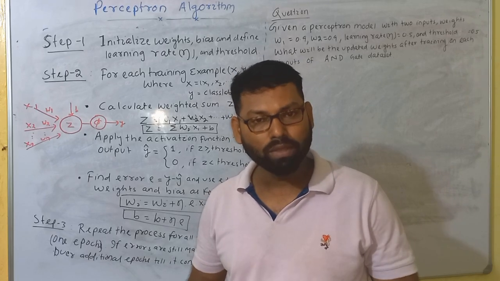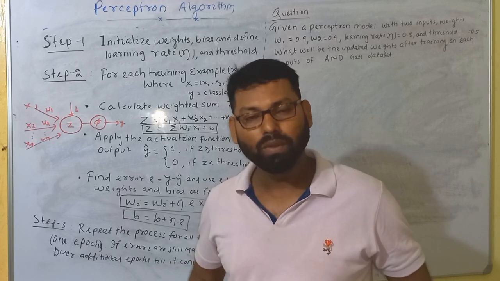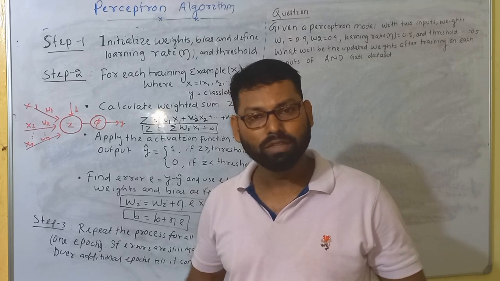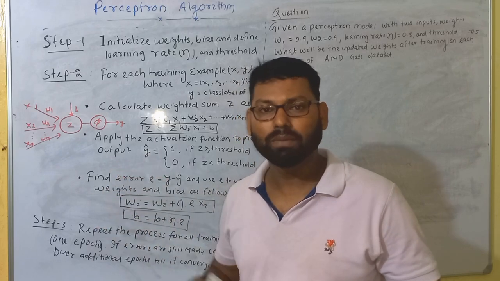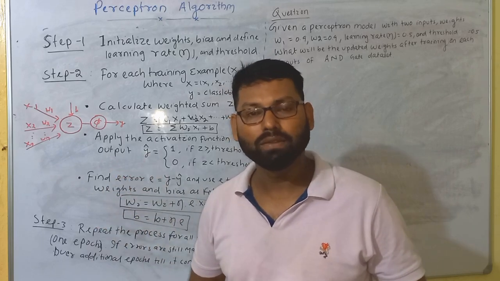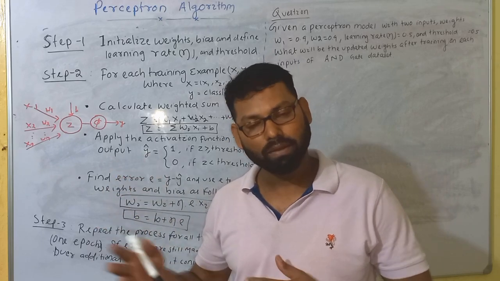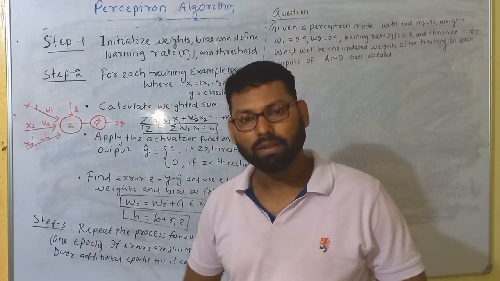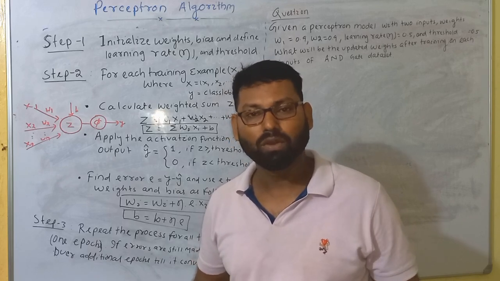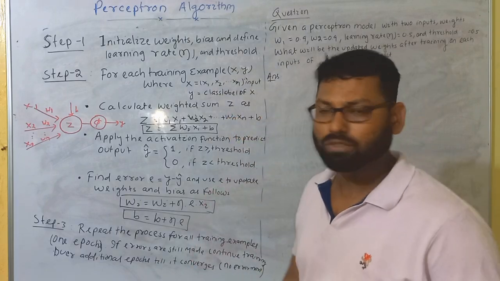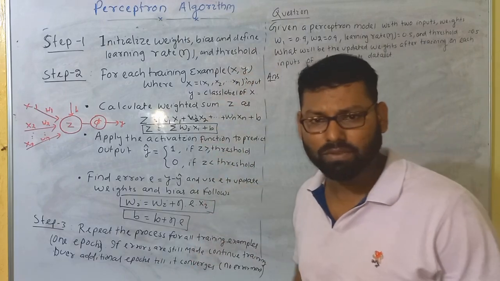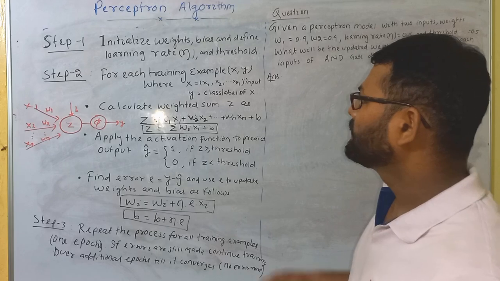But here, if we want to create a perceptron model, initially we don't know what the exact weights are. So using the perceptron algorithm, how can we find the optimal weights for a new perceptron model, so that when new inputs are coming, it can give us the perfect outputs? So okay, here you see these are the steps of a perceptron algorithm.